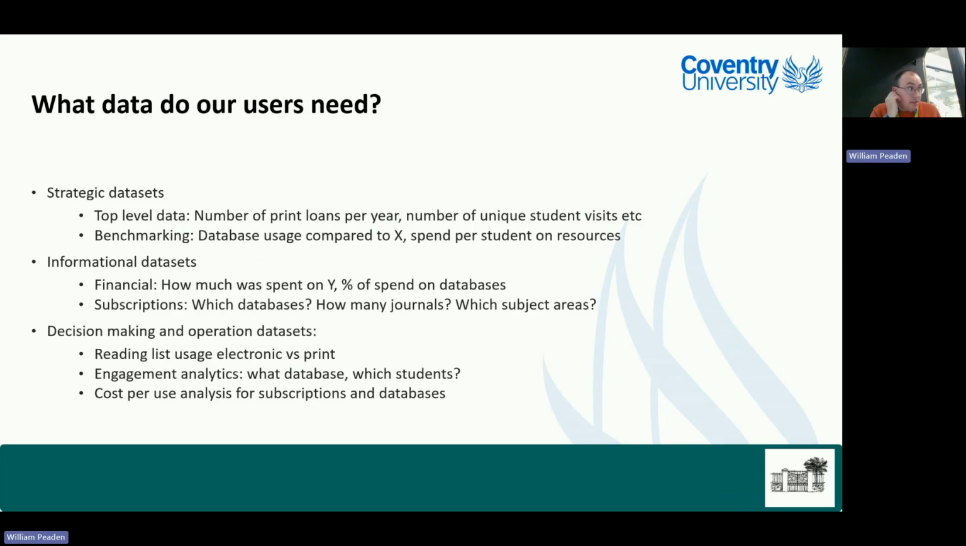And there are different types of data that we want to be presenting. Strategic data sets look at the big stuff, the top-level things, the headlines, if you like, the benchmarking. But there are also informational data sets. How much are we spending? What do we actually own? And what do we have access to? And then there are decision-making and operational data sets that you use on a day-to-day basis to understand what needs to be done and what analytics you can utilize to improve the service. So we're going to look at some of this in this talk.